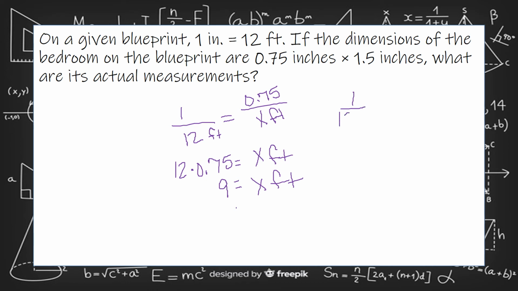Okay, so 9 feet. So then we've got 1.5 inches. So we've got 1.5 inches over x feet. So we're going to multiply 12 times 1.5.